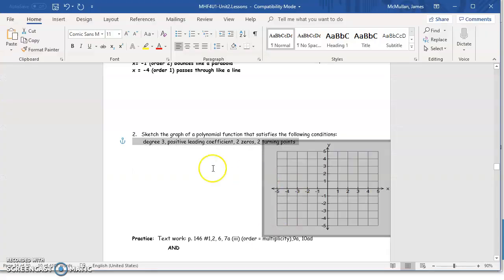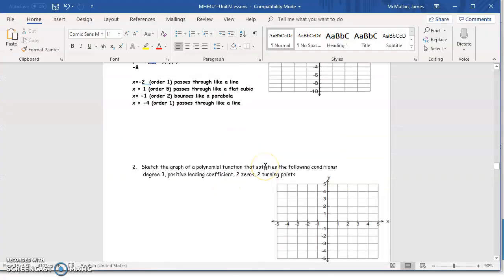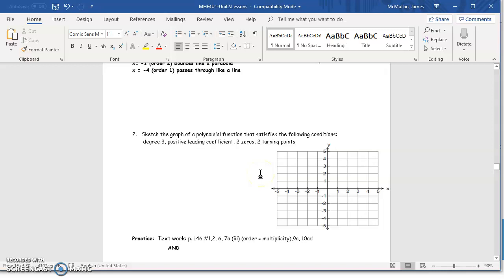Okay, so to wrap up today, you now know how to sketch a polynomial from factored form, paying special attention to the number of times a factor repeats, which is the order of that root.